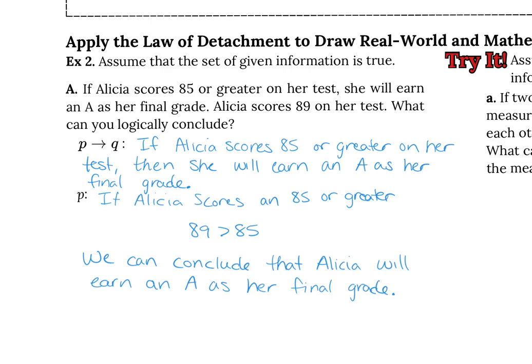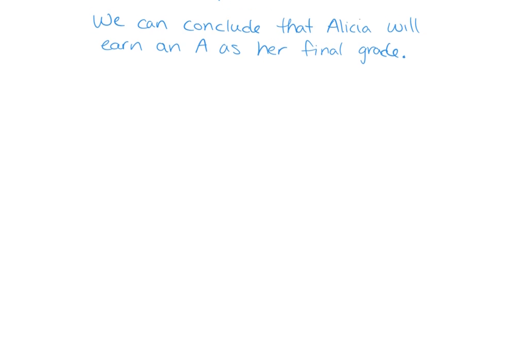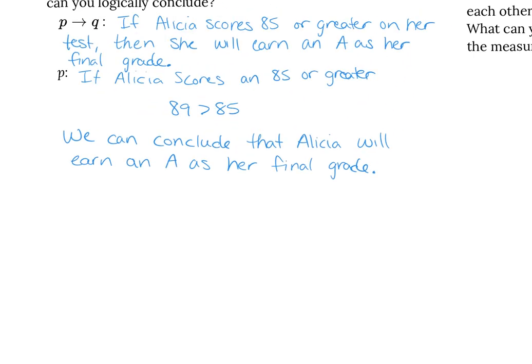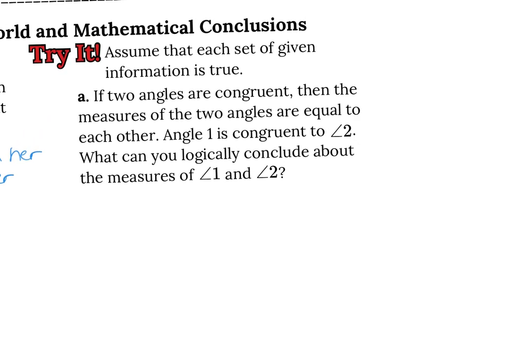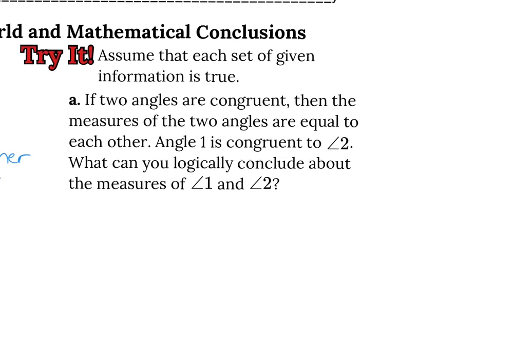Okay, so then our next one, that's on the next page. Okay, we'll do our try it first. If two angles are congruent, then the measures of the two angles are equal to each other. Angle 1 is congruent to angle 2. What can we logically conclude about the measures of angle 1 and angle 2?